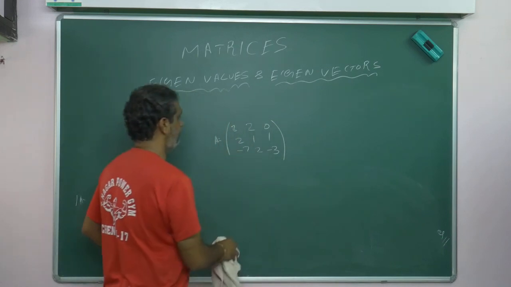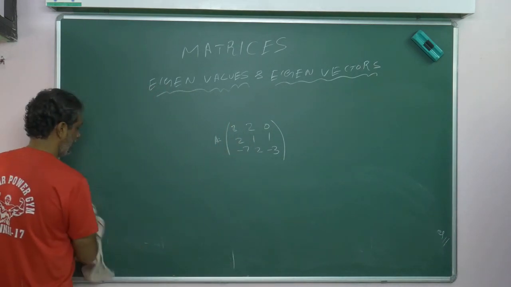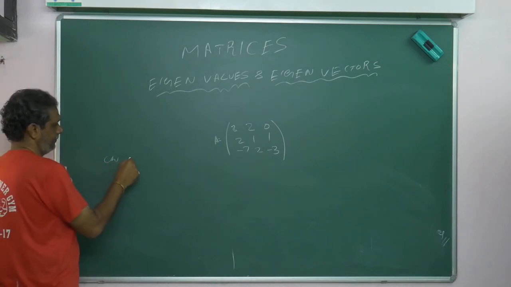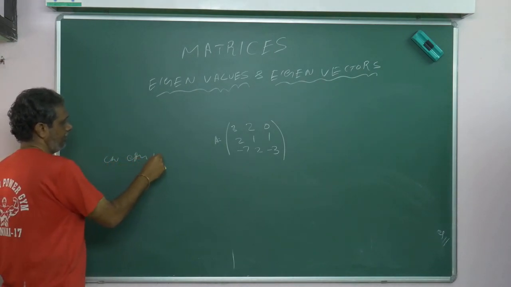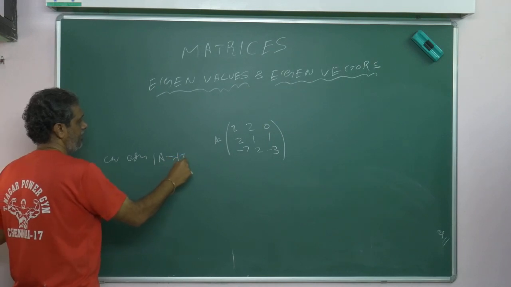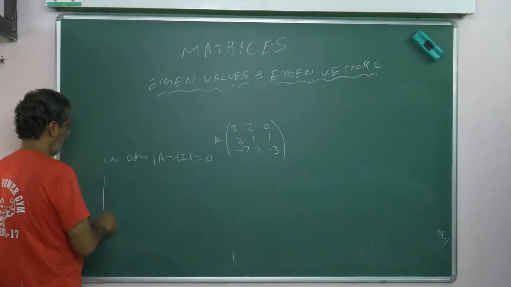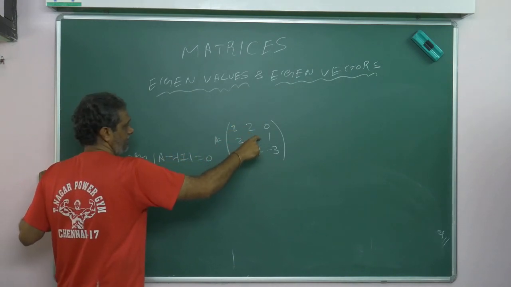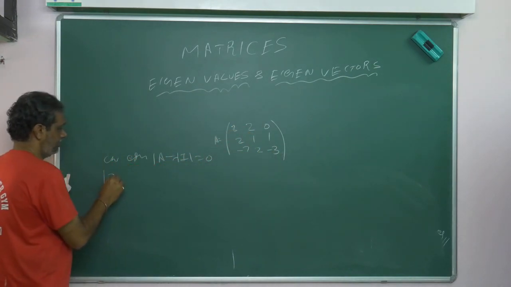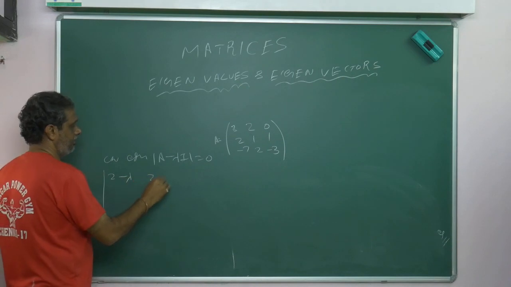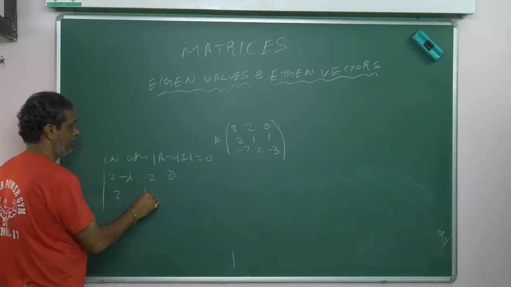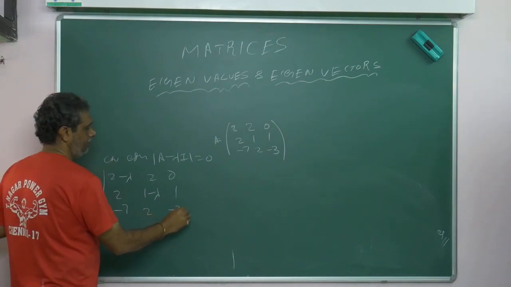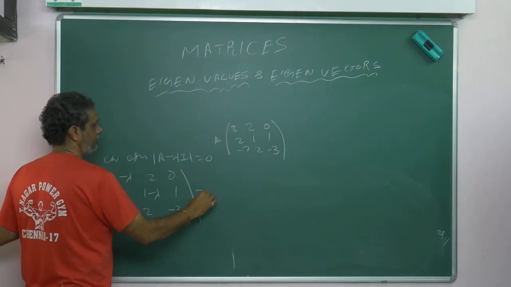See, if I take a 3 by 3 matrix, same story. I will write the characteristic equation first. Determinant of A minus lambda I is equal to 0. What I told you immediately on determinant, on the diagonal elements you can give minus lambda, minus lambda, minus lambda. So what will we get? 2 minus lambda, 2, 0, 2, 1 minus lambda, 1, minus 2, 2, minus 3 minus lambda is equal to 0.